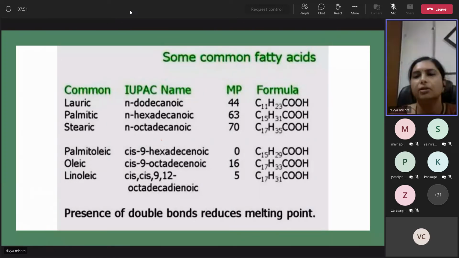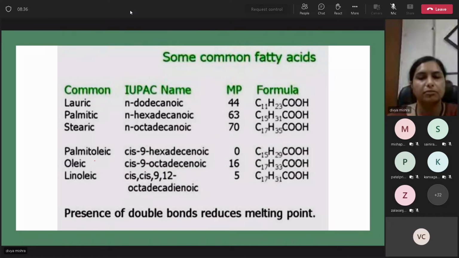Okay. Here on the screen you can see some examples of common fatty acids. Why I am showing them: in the next slide we will use these fatty acids with glycerol to give you the esters. They will become fat or oil. So commonly we use lauric acid. The formula is given on the right side of the screen. Then we have palmitic acid, also known as hexadecanoic acid, with C15. Then stearic, where we have C17.